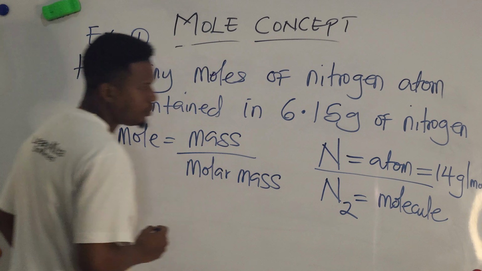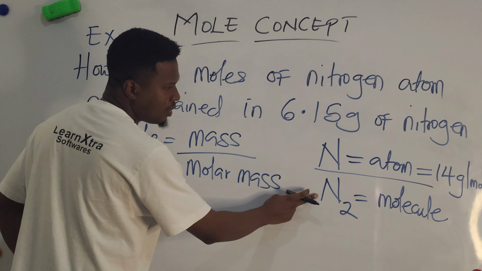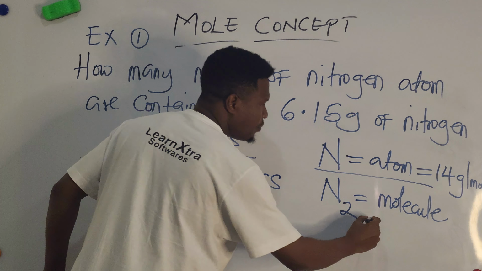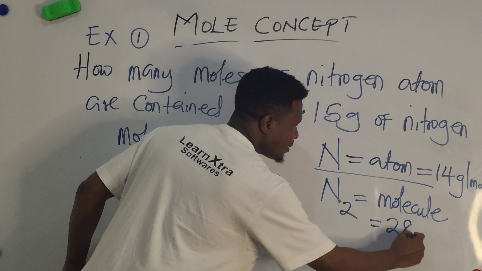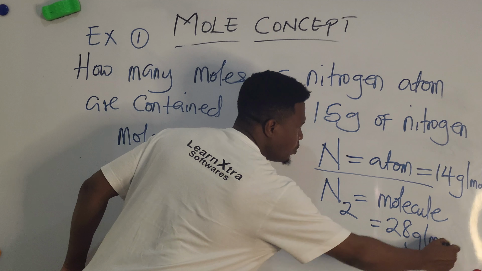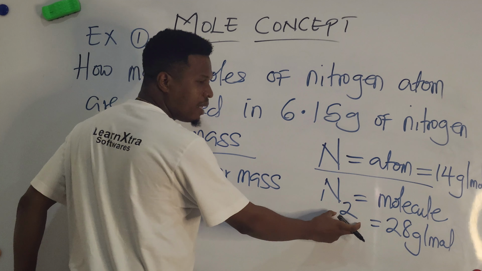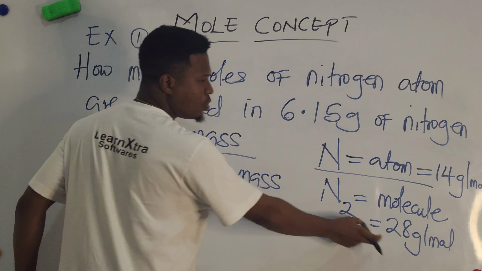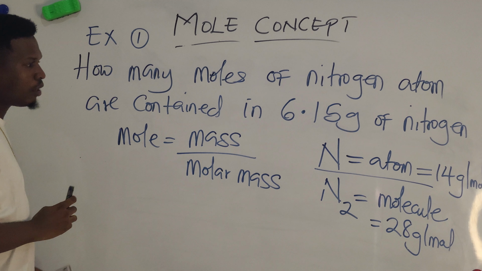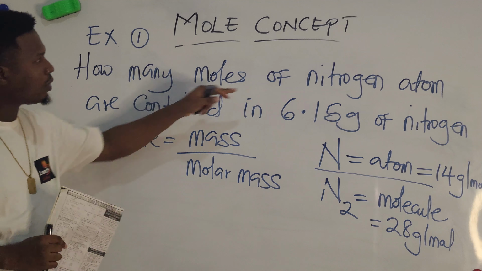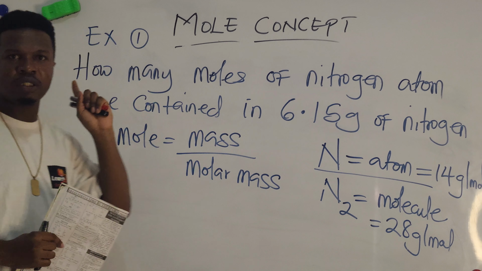But for this, it is not 14 if the question had said molecule; we would have used 28 grams per mole. What did we do? We simply multiplied the atomic mass by the number of atoms, which is 28. So take note, we are not going to use 28 to solve this question because the question is saying nitrogen atom, which is just one nitrogen.